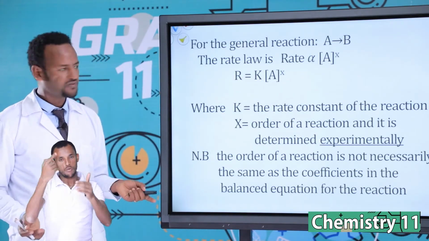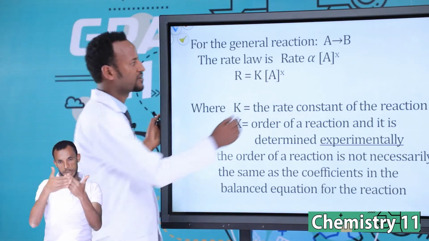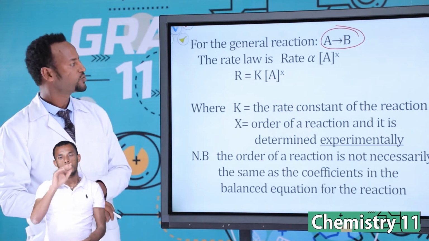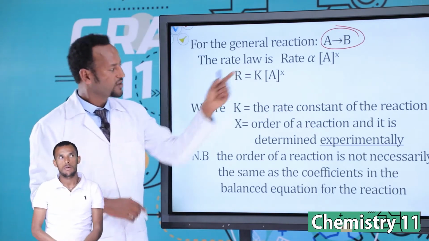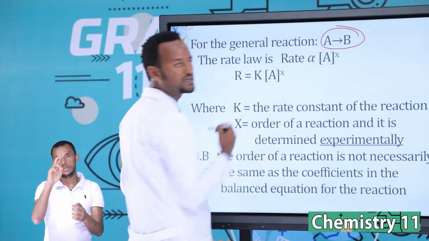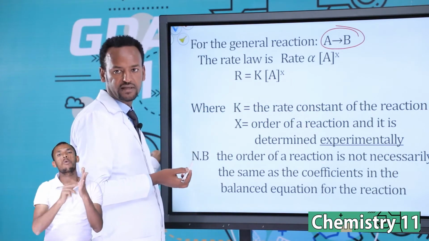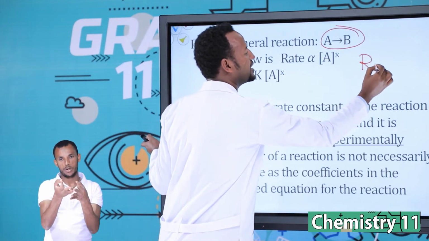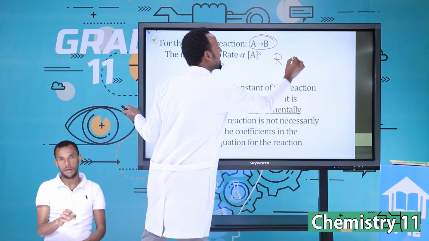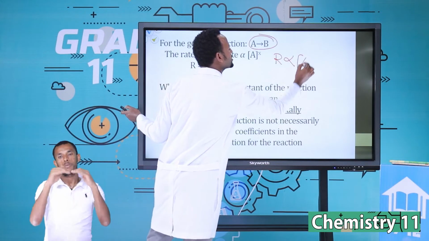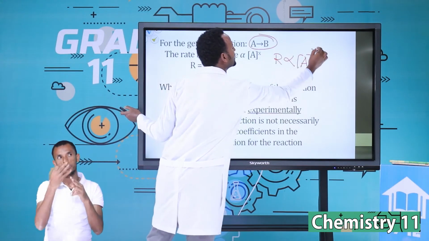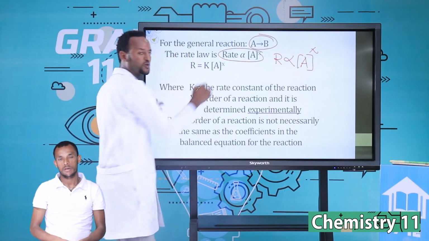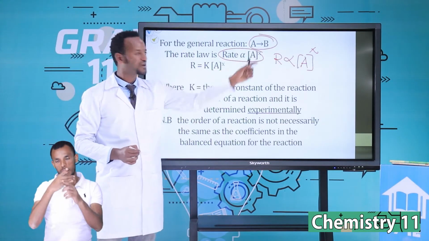For the general reaction, or for a simple reaction, A is converted into B. The rate law: students, what is A? A is the reactant, B is the product. Therefore, the rate expression for this one is: rate is directly proportional to the concentration of A raised to X.